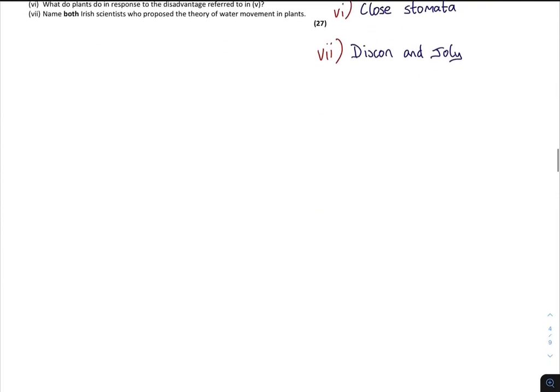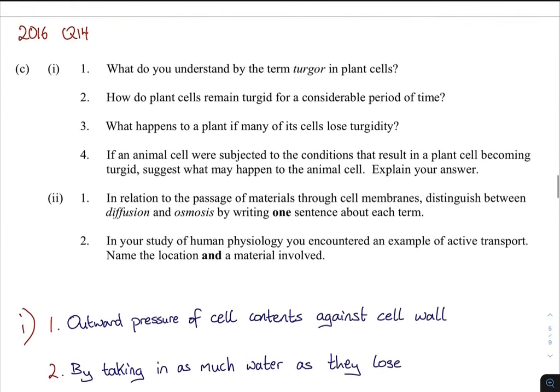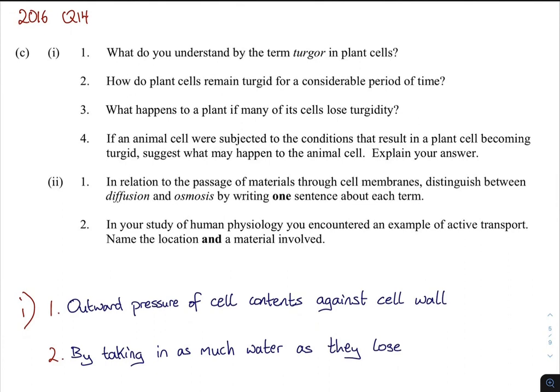Okay, moving on, and you will start to see that they're going to get a little bit repetitive after this question. 2016 question 14. What do you understand by the term turgor in plant cells? So this refers back to the osmosis and diffusion chapter. Turgor is the outward pressure of cell contents against the cell wall. Now you can specifically mention the vacuole here if you want to, but you don't have to. Just cell contents is fine. That's grand.